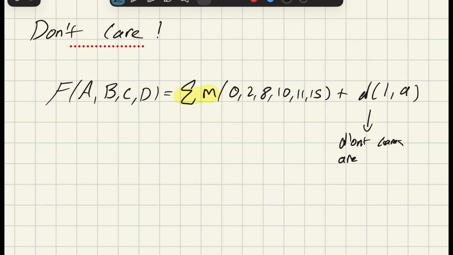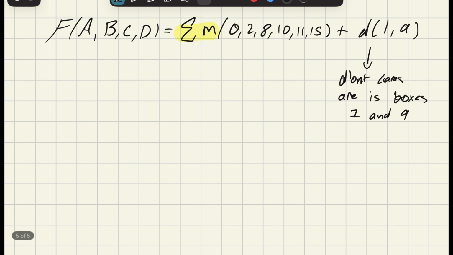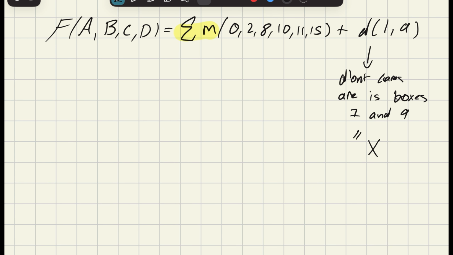are in boxes 1 and 9. And we can mark those as an X. And just like before from the first example we saw, our minterms correspond to logic 1s in their boxes.